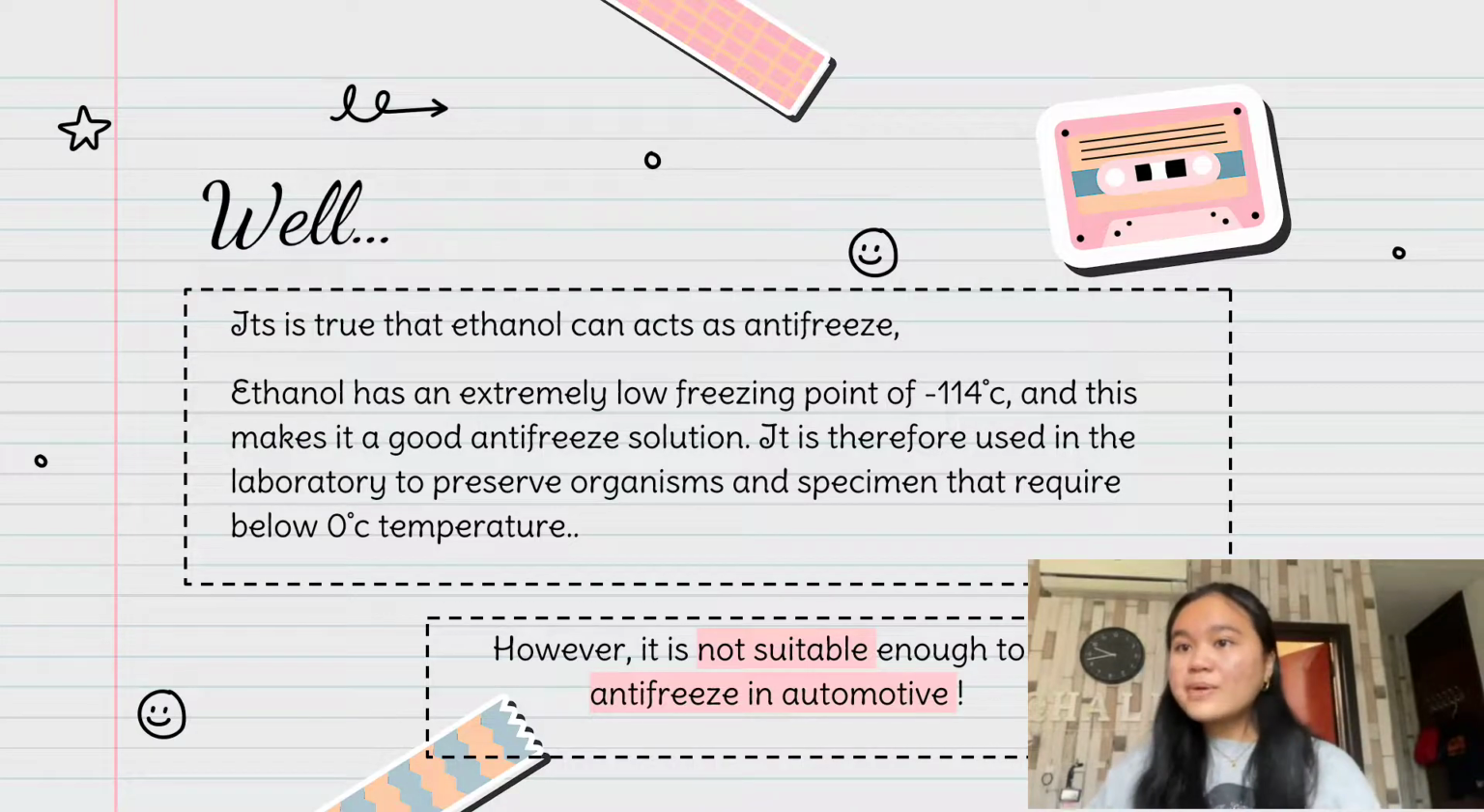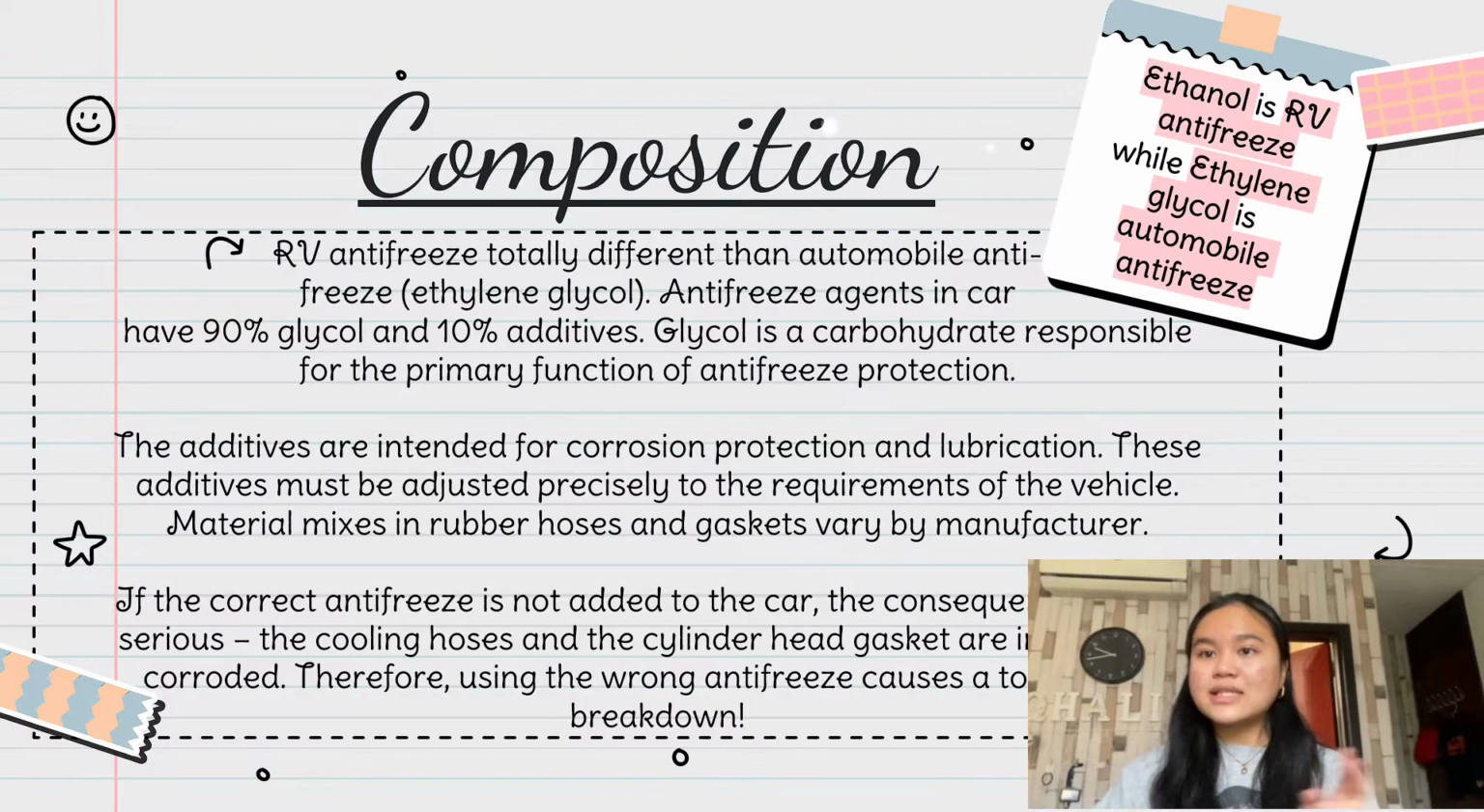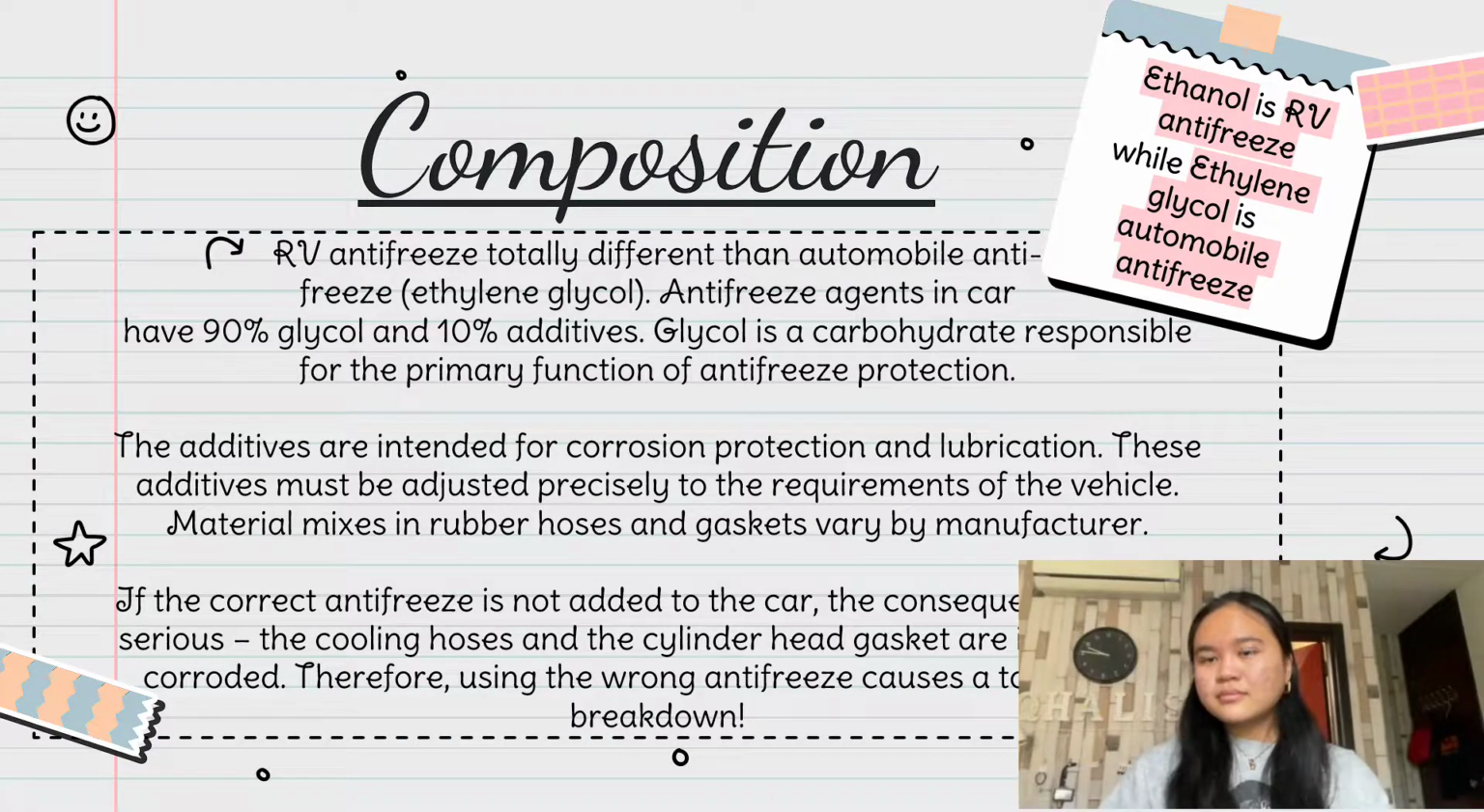It's actually due to the composition that we have in these two different types of antifreeze. Ethanol is considered an RV antifreeze, whereas ethylene glycol is considered an automobile antifreeze. And this is actually due to the composition that ethylene glycol has. So in automobile antifreeze, they have 90% glycol and only 10% additives. The glycol is responsible for the primary function of antifreeze protection.